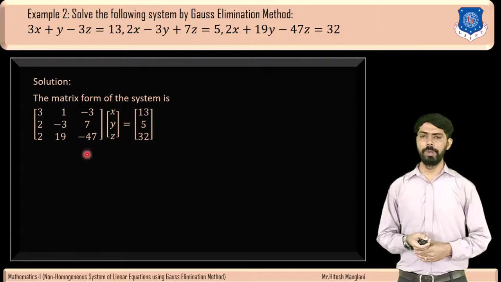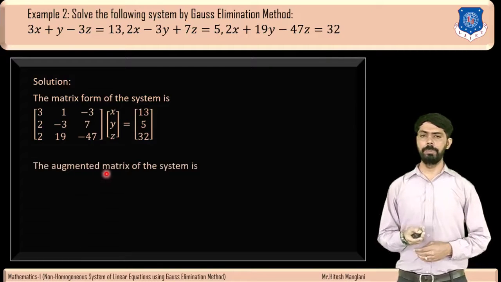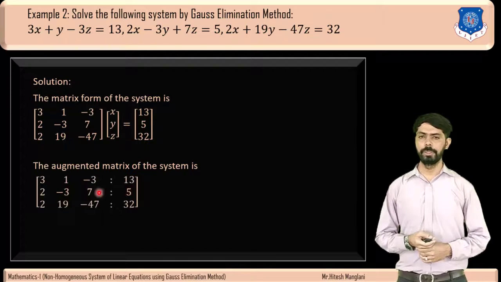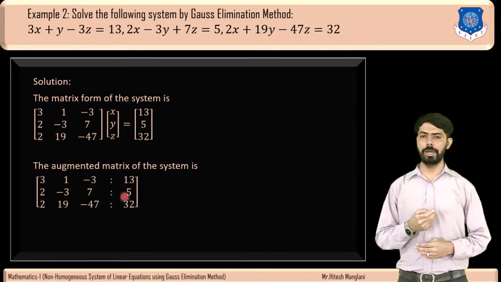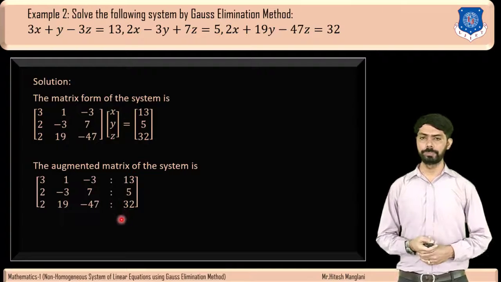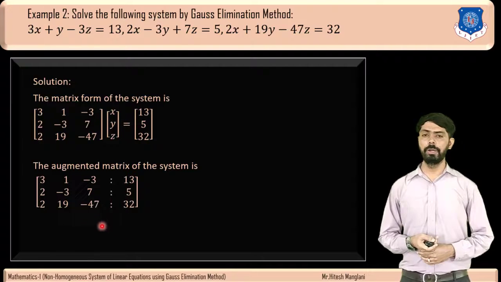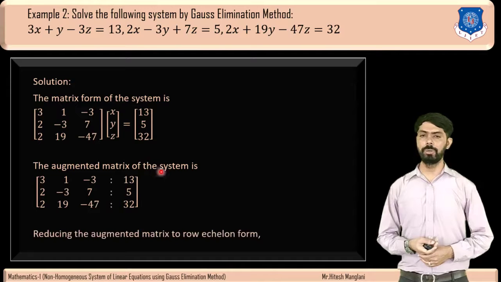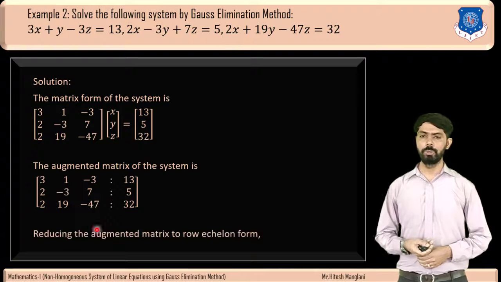Now we will write down the augmented matrix. The augmented matrix of the system is [3, 1, minus 3, 13; 2, minus 3, 7, 5; 2, 19, minus 47, 32]. So this is the augmented matrix. Now we will convert the augmented matrix into row echelon form, because here we are using the Gauss elimination method. So, reducing the augmented matrix to row echelon form.